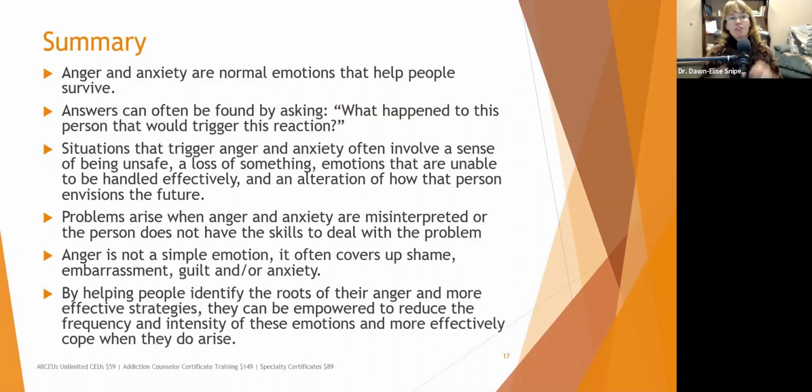Just helping them understand that there's generally a lot of emotions involved when we feel anything. Anger and anxiety are normal emotions that help people survive. Answers can often be found by asking, what happened to me that would trigger this reaction? What experiences have I had that would tell me that this is a dangerous situation?